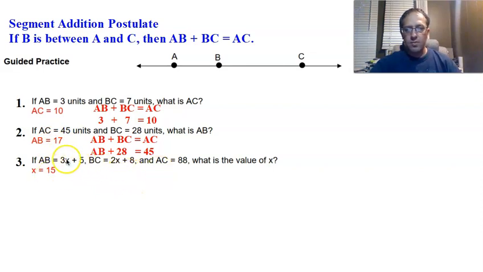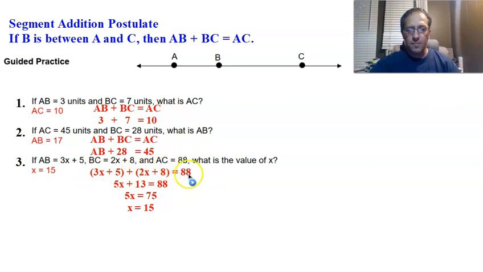A little bit more complicated on number 3, because here they're giving you expressions with x and stuff. But it starts the same way. AB plus BC equals AC. All right, so (3x plus 5) plus (2x plus 8) equals 88. Nothing to distribute into the parentheses, so the parentheses don't mean anything, and we can just combine like terms. So 3x plus 2x is 5x, 5 plus 8 is 13. Subtract the 13 from both sides, 5x is 75, and so x equals 15. Alright, pretty easy stuff, right?